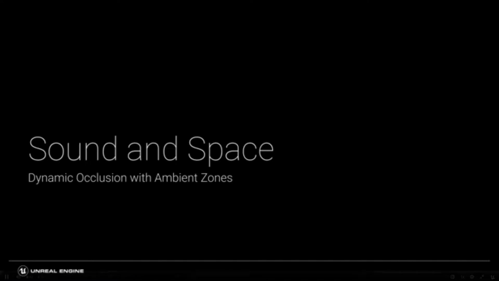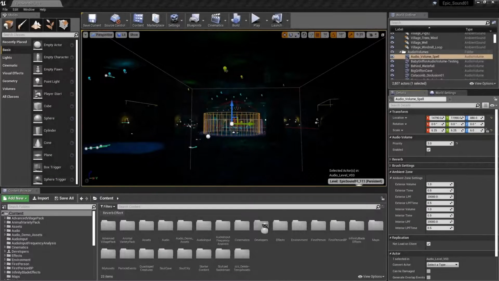The size, shape, and nature of spaces in video games can change dynamically. Walls can get blown up, spaces can fill with sand, or doors can simply open and close. All of these things should change how the space sounds. We've looked at dynamic reverb in a previous tutorial, so in this video we're going to focus on how you can dynamically change the ambient zone settings of an audio volume in order to reflect changes in the game world.